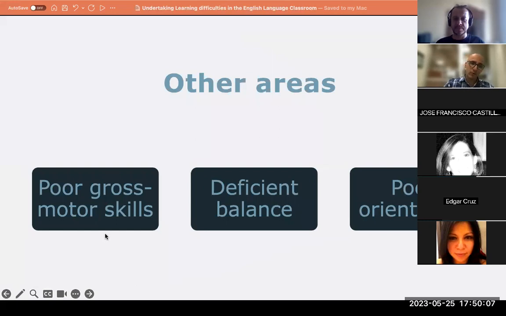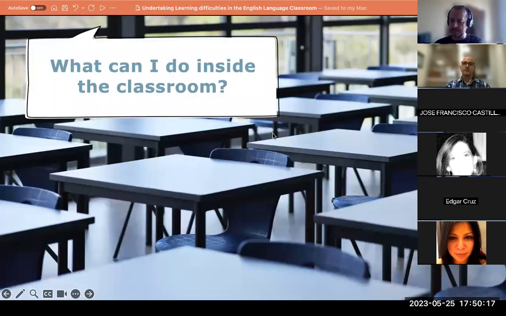Some of them may have poor gross motor skills, a deficient balance, poor orientation. Some of them cannot tell right from left. They find it quite difficult. Okay, this is overwhelming. This is a lot, people. This is too much.